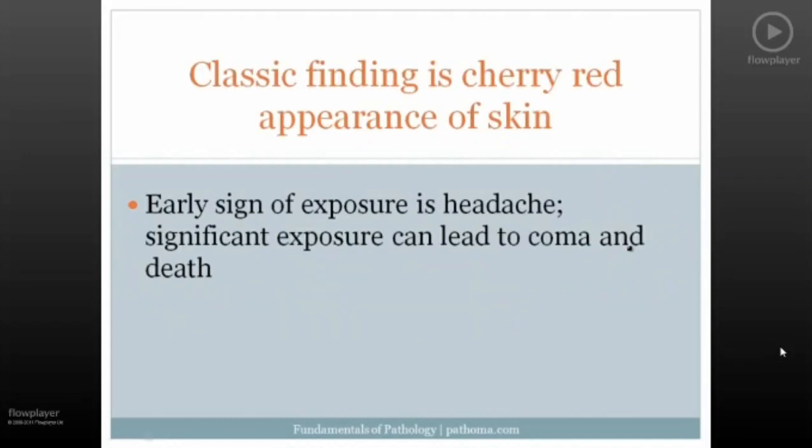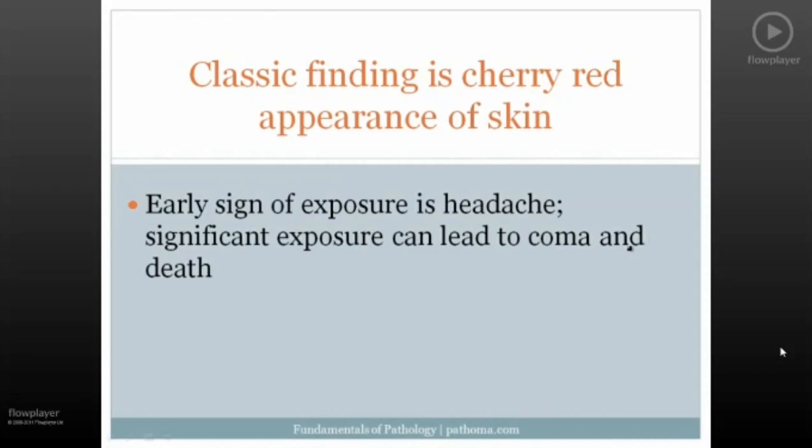The classic finding in a patient with carbon monoxide poisoning is a cherry red appearance of the skin. The reason the skin looks cherry red is because the hemoglobin is so tightly bound that it reflects the red light and creates this red appearance to the skin. However, it's deceptive because the patient is actually hypoxic because they aren't carrying oxygen to their tissues. So although they look very red, they're not getting good oxygen delivery to the tissues.